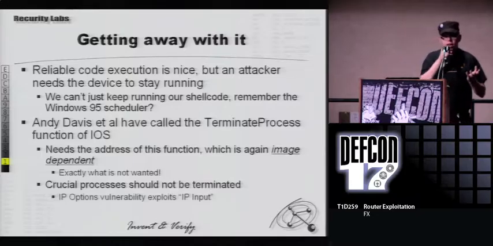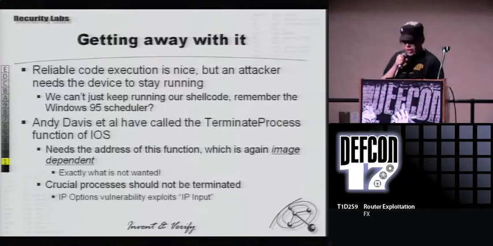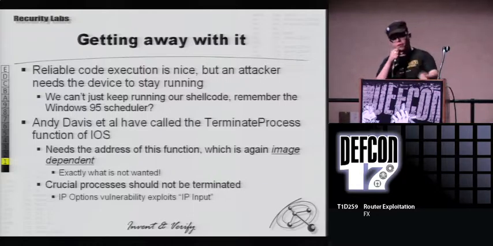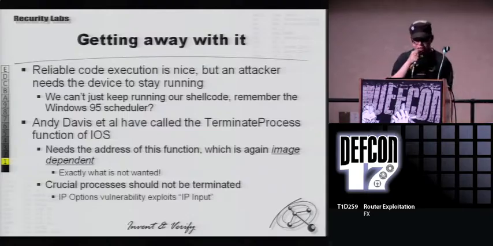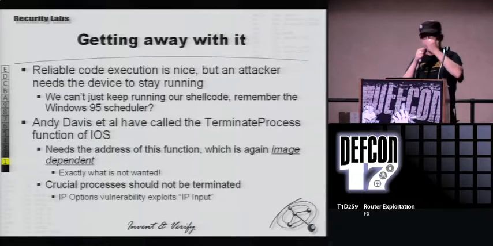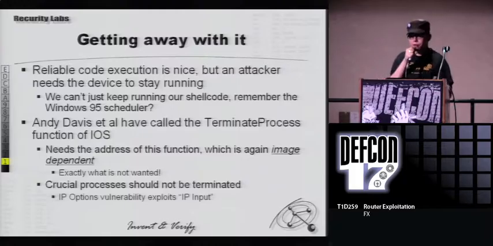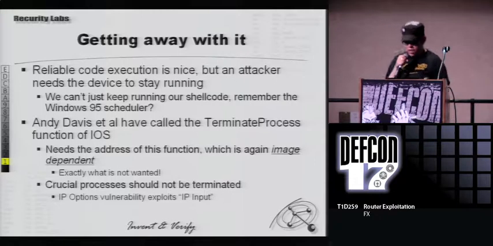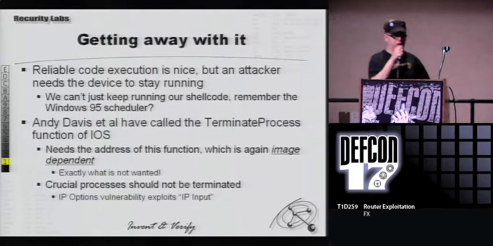So the thing is, because we have this messed up scheduler, we actually need to be really careful how we get away with the exploit. Because if we just run our code, it's really bad, because then the Windows 95 scheduler is going to die and then the watchdog is going to kill us. Other people have used terminate process as a method of getting away with it, like they terminated the iOS process. The problem with that method is twofold. One, you again need to know where it is, so it's image dependent. Not good. The second is, with the ICMP bug, for example, I'm exploiting a process called IP input.